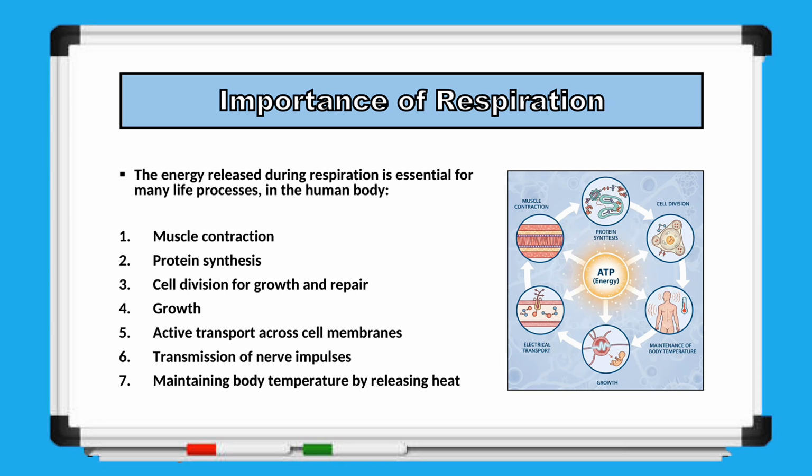And finally, in warm-blooded animals like mammals and birds, energy released from metabolic reactions helps in maintaining a constant body temperature, ensuring stable internal conditions for proper functioning. So, these are some of the important uses of energy released during respiration, which enable living organisms to perform all their essential life functions effectively.